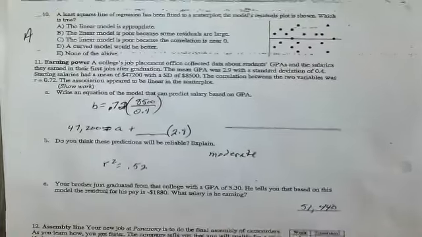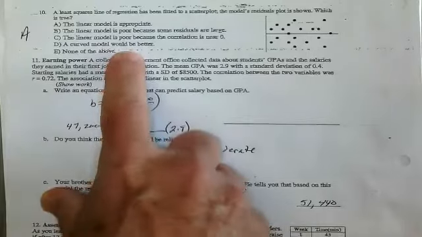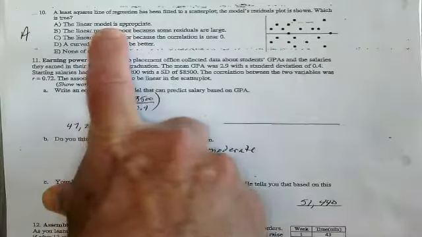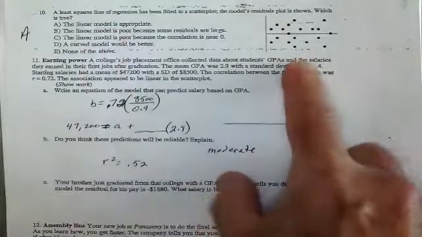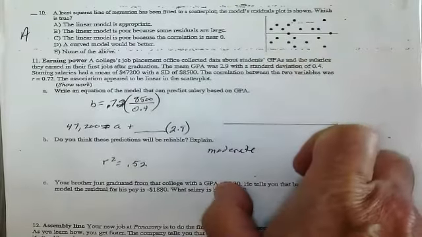Okay, number 10 here. A least squares regression line is fitted. Here is the residual plot. Great residual plot, agreed? So the linear model is appropriate. Yes. It says the linear model is poor because some residuals are large? Doesn't matter. The linear model is poor because the correlation is near 0? That's not telling us anything, it's a residual plot. A curved model would not be better. So the answer is A, a linear model is appropriate. And remember, what's the sum of all those dots' distances from that line? It is 0.